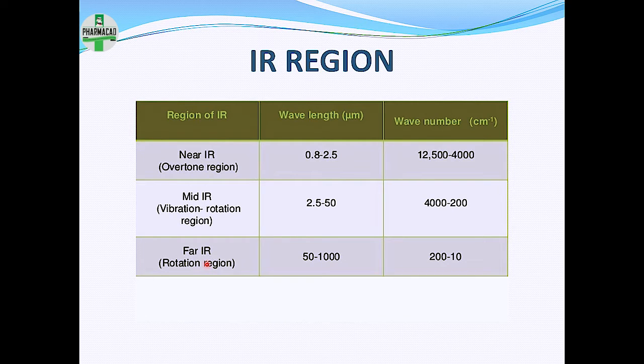Now, the most widely and practically used region is the middle IR region, having a range from 2.5 to 25 micrometer, and wave numbers having a range of 4,000 to 400. So this range of 2.5 to 25 micrometer and 4,000 to 400 centimeter inverse is practically the most widely used IR region for detection in IR spectroscopy.